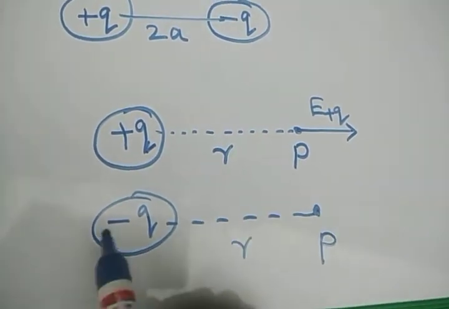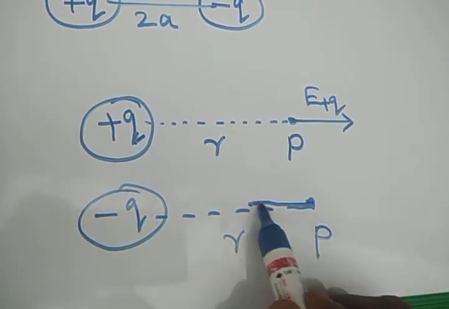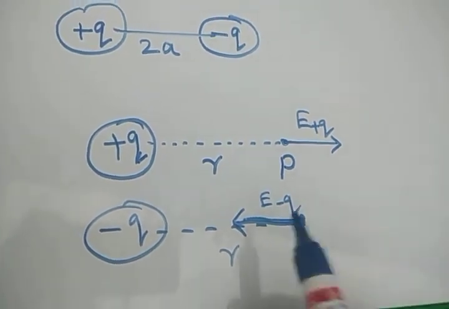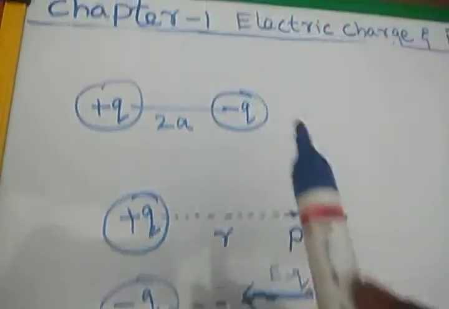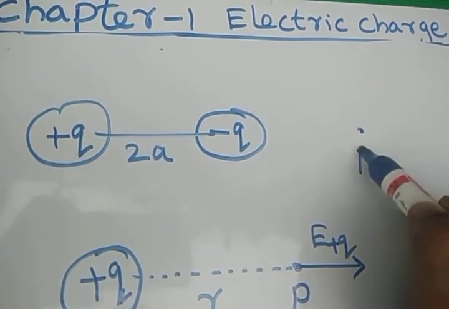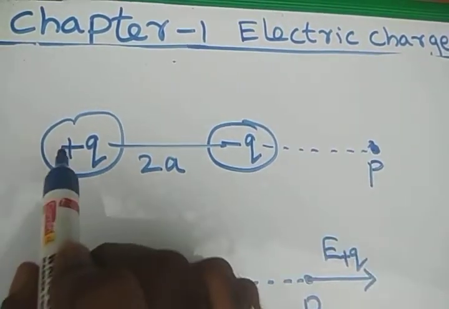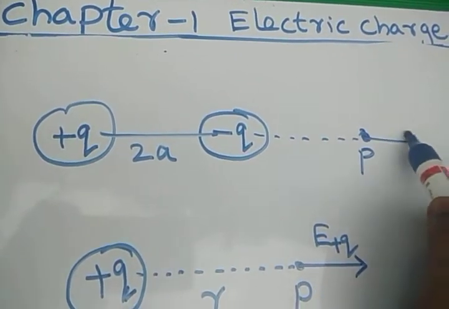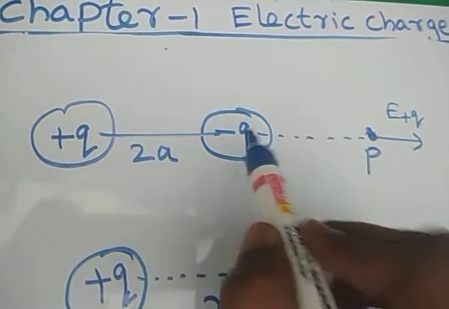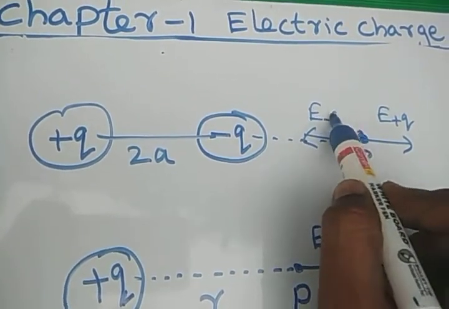Now if you see the charge from this point P, the charge is negative, so the field will be towards the charge. This is the way you have to find the electric field direction of any point charge or a dipole moment. At this point along the axial line, the electric field direction of the positive charge is here, E plus Q, and the electric field direction of the negative charge of the dipole is in this direction, that is E minus Q.